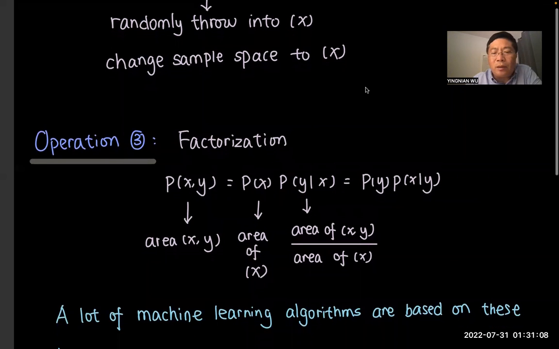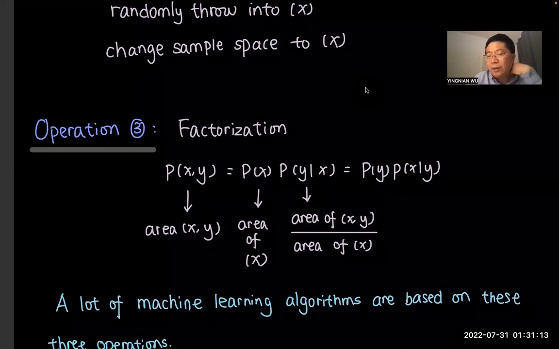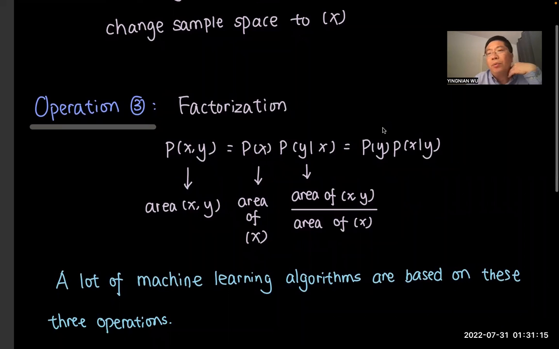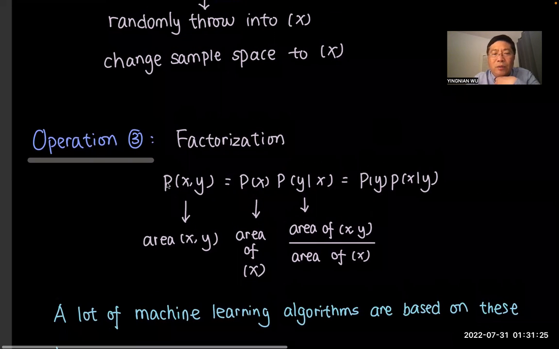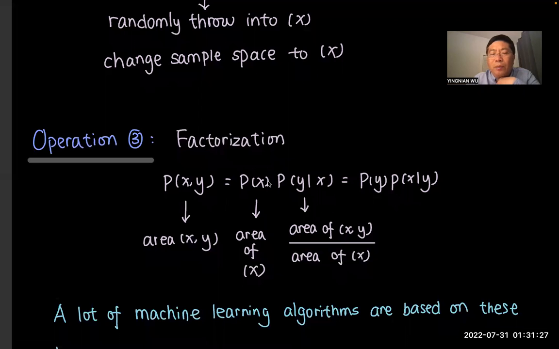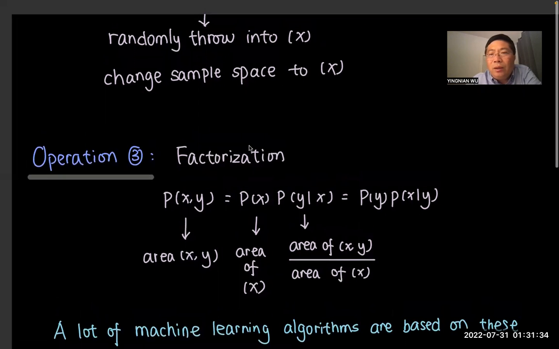And a lot of machine learning calculations, or calculations in probability or statistics, are actually based on three operations: marginalization, conditioning, and factorization. And they can be easily generalized to the situation where you have more than two random variables. So you may have three or even more random variables, and you can still apply the three operations to do all the calculation. And the three operations are also very easy to memorize.